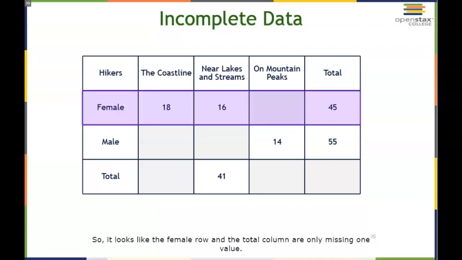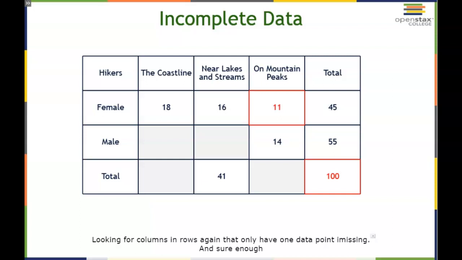So it looks like the female row and the total column are only missing one value. I'm going to go ahead and fill in my total first. 45 plus 55 will equal 100. So I can fill in that total with 100. For the female row, I need to add up to 45. So 18 plus 16 is 34. Now to find that other number, I'll just say 45 minus 34 is 11. So the female at the on mountain peak will be 11.